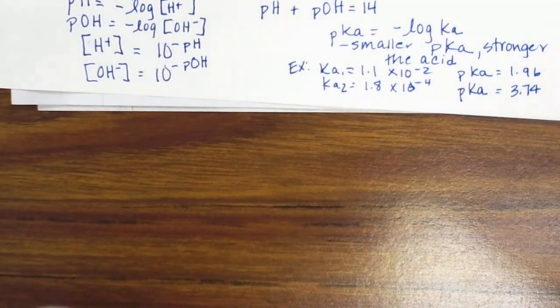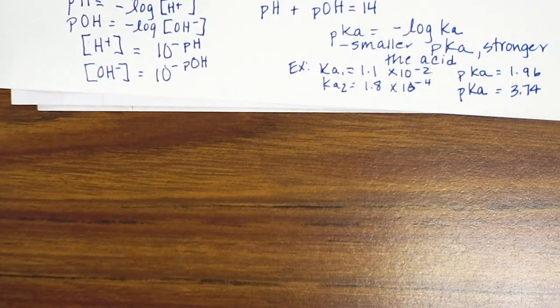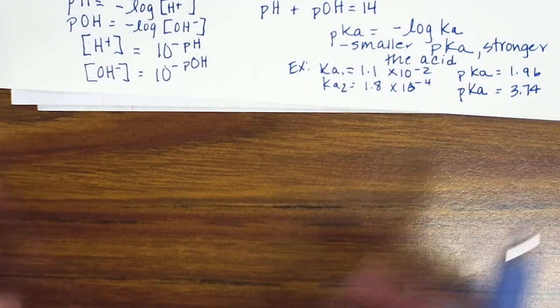So now, what we want to do is we want to be able to find the pH of strong acids and the pH of weak acids. So let's start with finding the pH of strong acids. Super easy because they dissociate 100%.